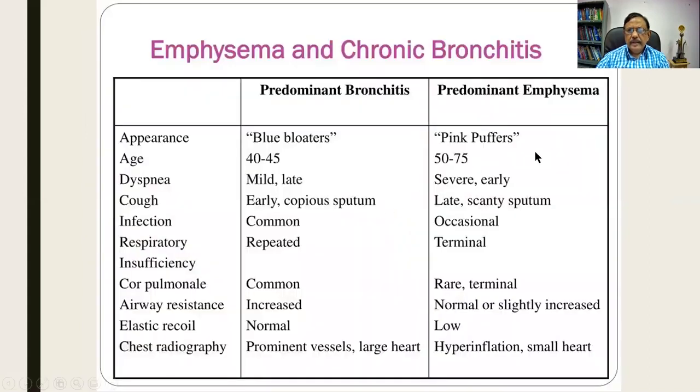We had seen emphysema earlier. So in emphysema, the patient is a pink puffer, whereas here it's a blue bloater. And what are the other differences between emphysema and chronic bronchitis? In bronchitis, the patient is relatively younger, the dyspnea is mild, and there is a copious amount of sputum. In emphysema, the sputum is scanty.